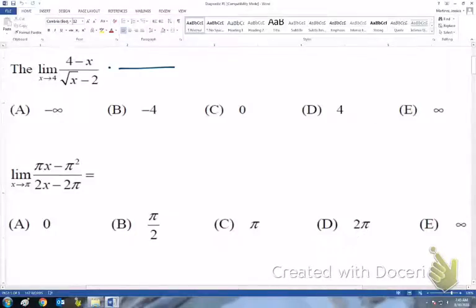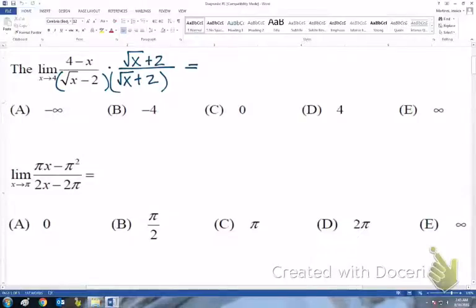Alright, so we tried direct substitution. Direct substitution did not work for number 1. We talked about rationalizing the denominator, and you said the denominator's conjugate was the square root of x plus 2. Do you remember what that's called? When we multiply something that's plus and minus, what does that cause? Beautiful, a difference of squares.